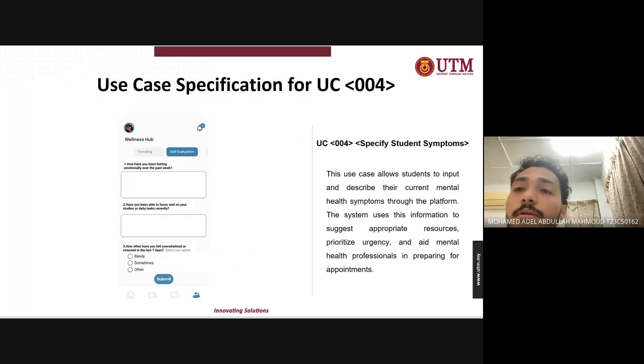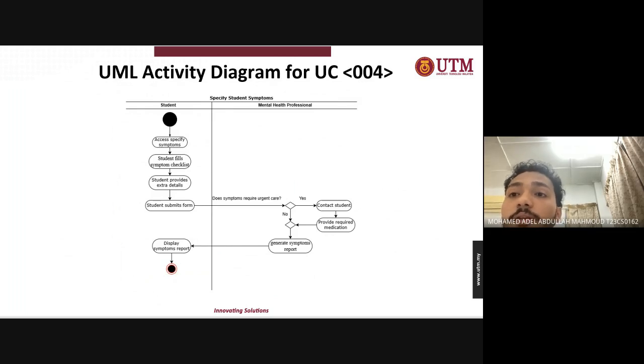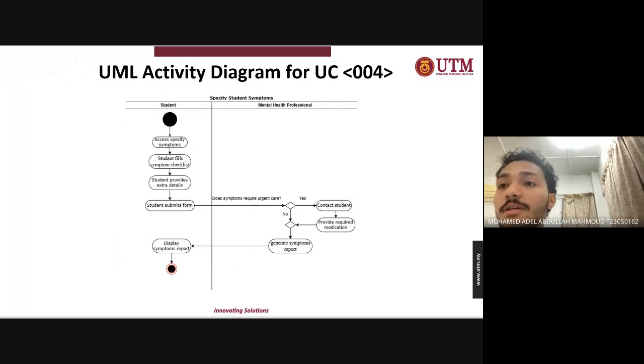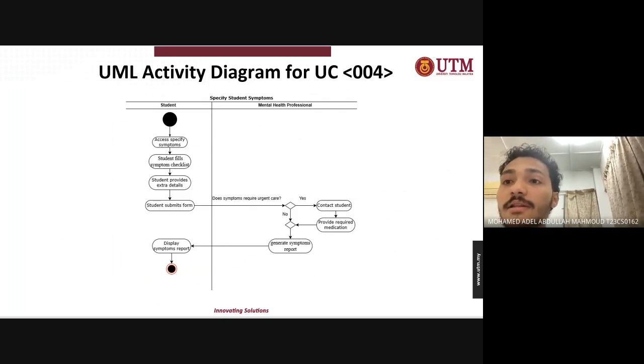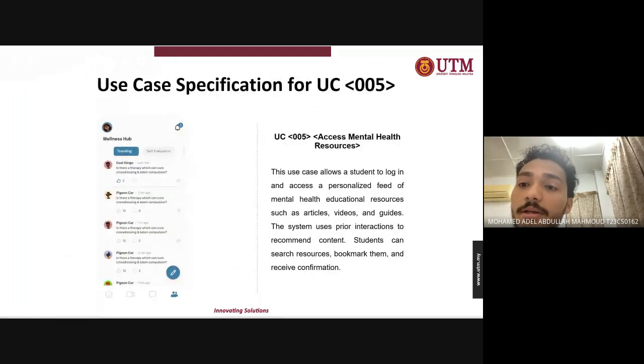And for the diagram, he will access the specified symptoms. The student will fill the checklist and provide any extra details he has. After that, he will submit the form, and then the system checks: do the symptoms require urgent care? If yes, then he will contact a professional. If not, then it will generate a report for the student and display the symptoms report. This is for the fourth use case. The next one is with my teammate.